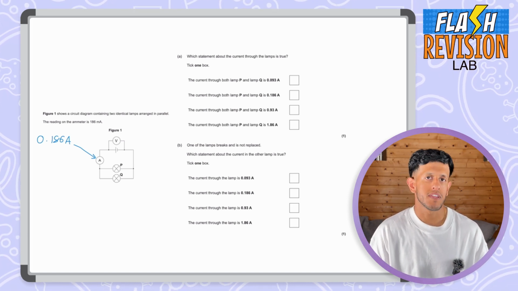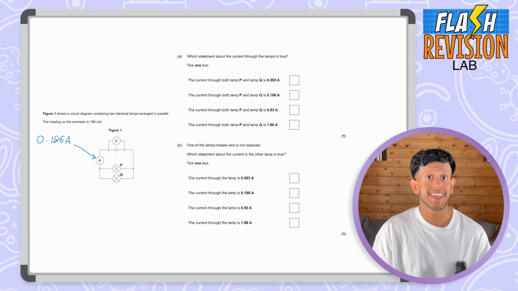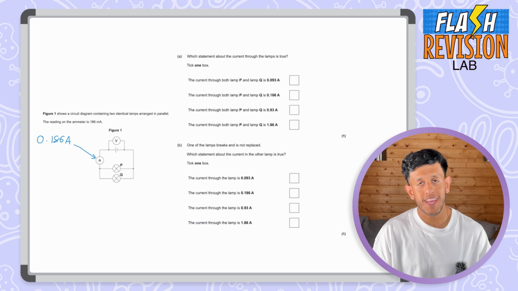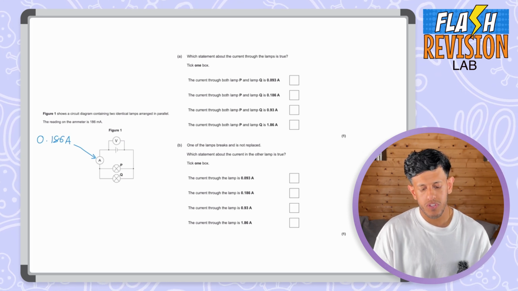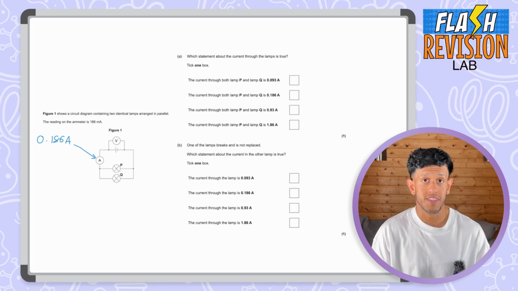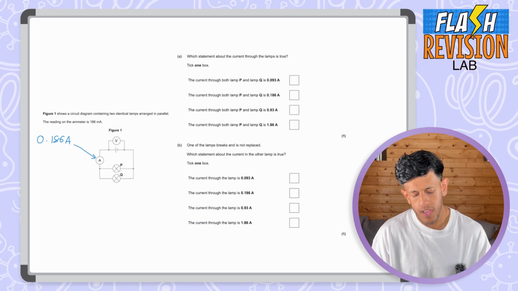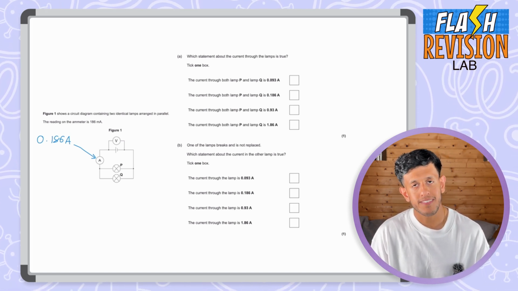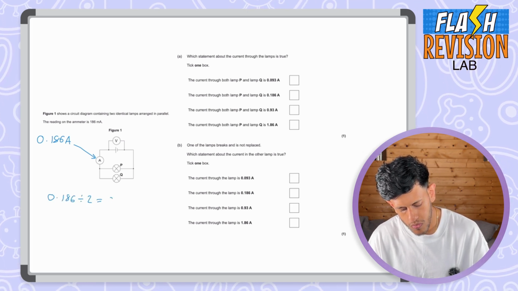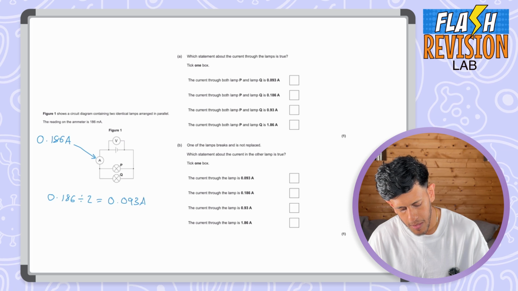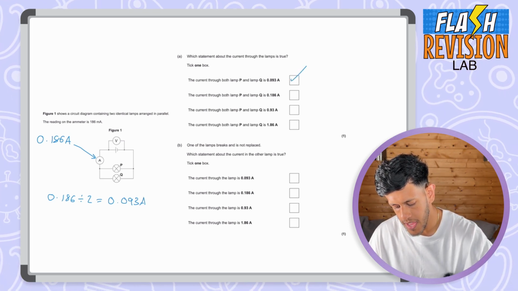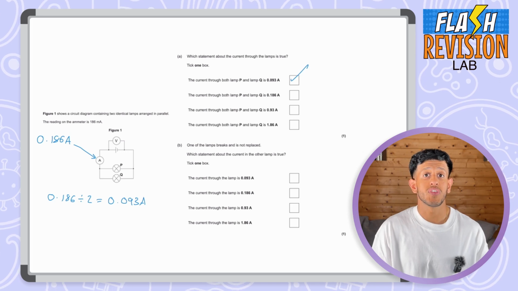Now for a parallel circuit, we have that potential difference stays the same and current is shared. So in this case, we have a total current of 0.186 amps from the ammeter, and that's going to be shared equally between P and Q because they're identical resistors, or in this case, lamps. So simply we do 0.186 divided by 2 equals 0.093 amps. So we know that's the current going through each. So our answer for the first question is the first answer, 0.093 amps each.